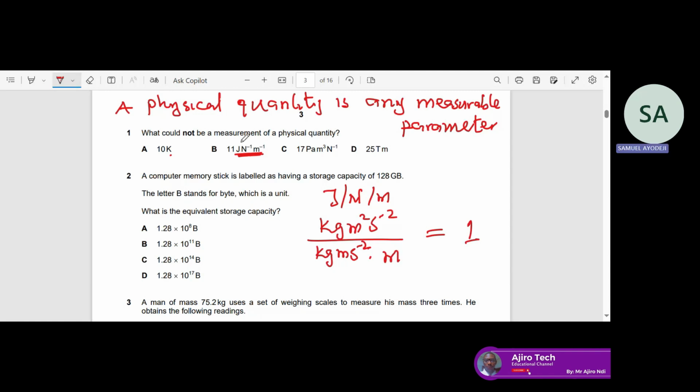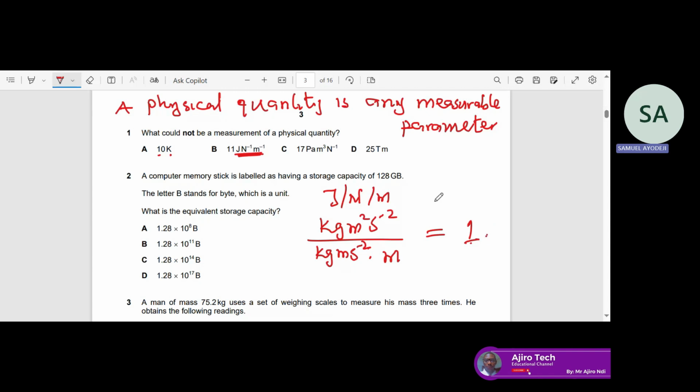So look at it now. Which one is not a physical quantity? A physical quantity must have magnitude and unit. The unit Kelvin is from temperature, and temperature is a quantity. But this one has no unit, so we cannot even know which instrument you are going to use to measure it. Nobody knows, because it's not a quantity.